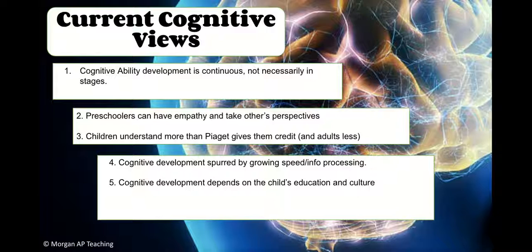That's kind of the difference here: preschoolers can understand that their actions affect other people if you explain it to them that way. Number 3, children understand a lot more than Piaget gives them credit for, and adults understand maybe far less than Piaget gives them credit for.